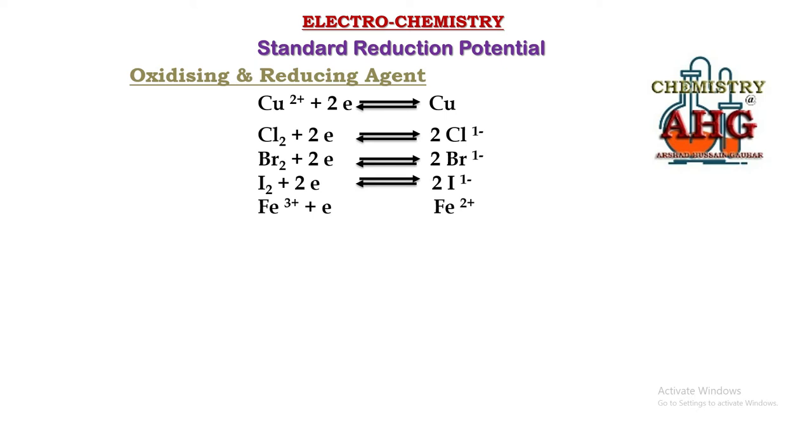Based on these half cells, we can discuss and answer different questions. We will also be provided the standard reduction potentials for these half cells. For copper, the standard reduction potential is plus 0.34 volt. For chlorine it is positive 1.36. For bromine positive 1.08. For iodine positive 0.54, and for the half cell containing Fe3 plus and Fe2 plus, the standard reduction potential is positive 0.77 volt.